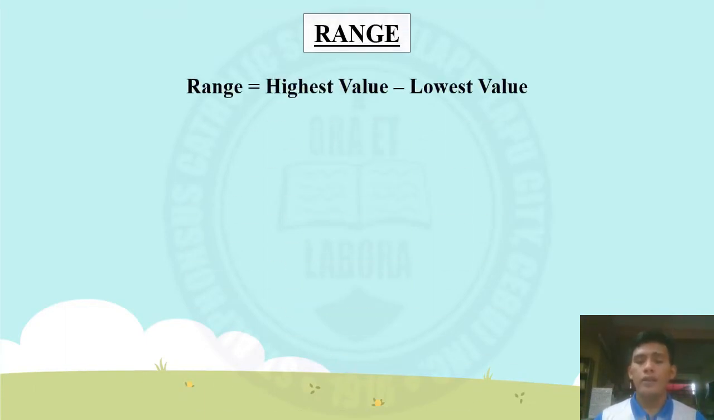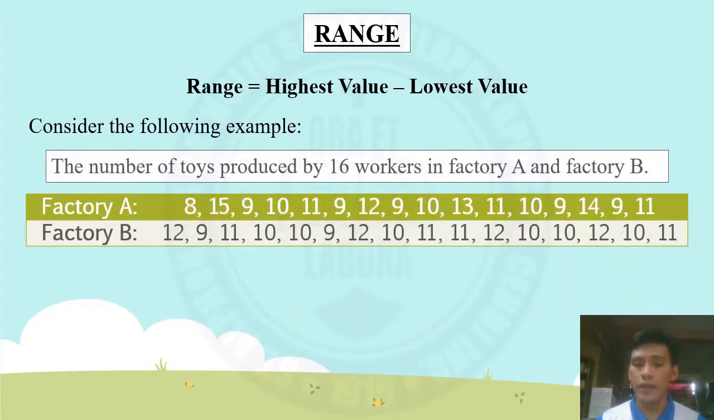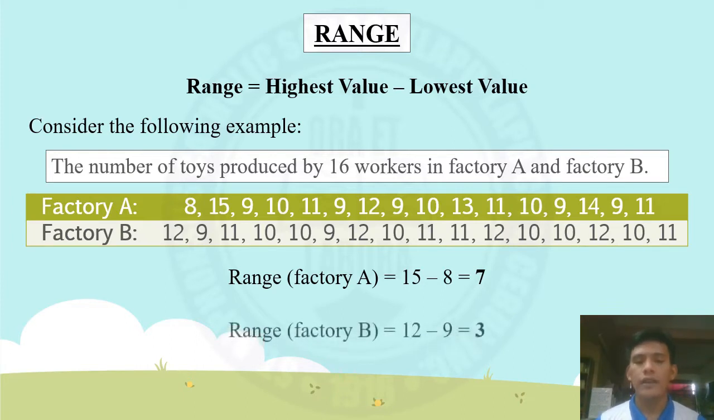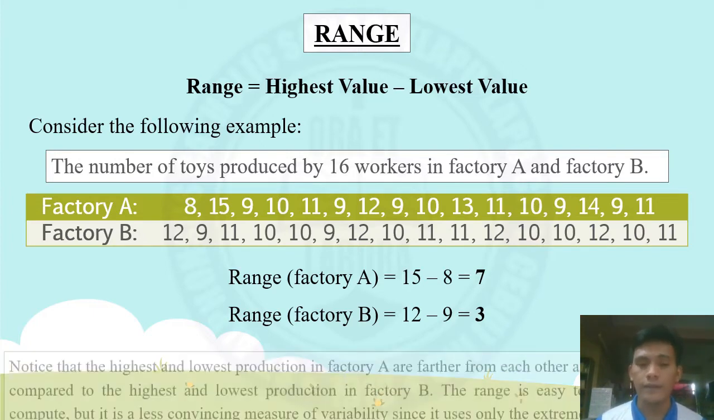Range. To get the value of the range, the formula is highest value minus the lowest value. Consider the following example. The number of toys produced by 16 workers in factory A and factory B. Same data. To get the range of factory A, the highest value is 15 and the lowest value is 8. So 15 minus 8 is equal to 7. For factory B, 12 minus 9 is equal to 3. That will be the range of factory A and factory B.